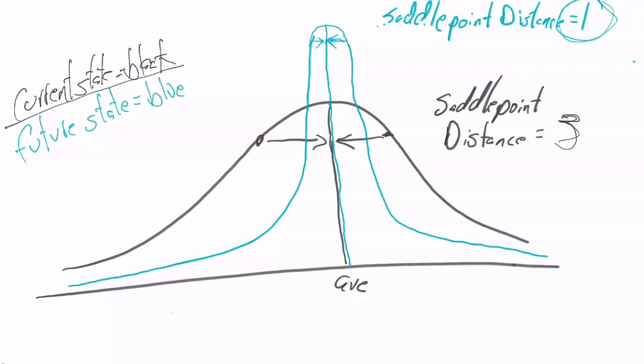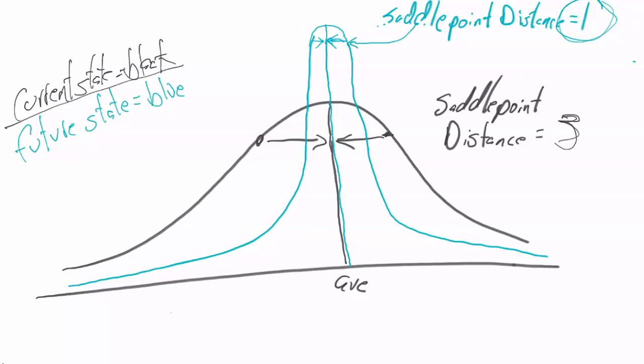The great thing about saddle point distance is that to calculate it, there's no formula involved. All you have to do is plot your data out as a histogram where the upside down bowl meets the sideways bowl. That's where your saddle point is, right here. And then you measure that distance to the mean.